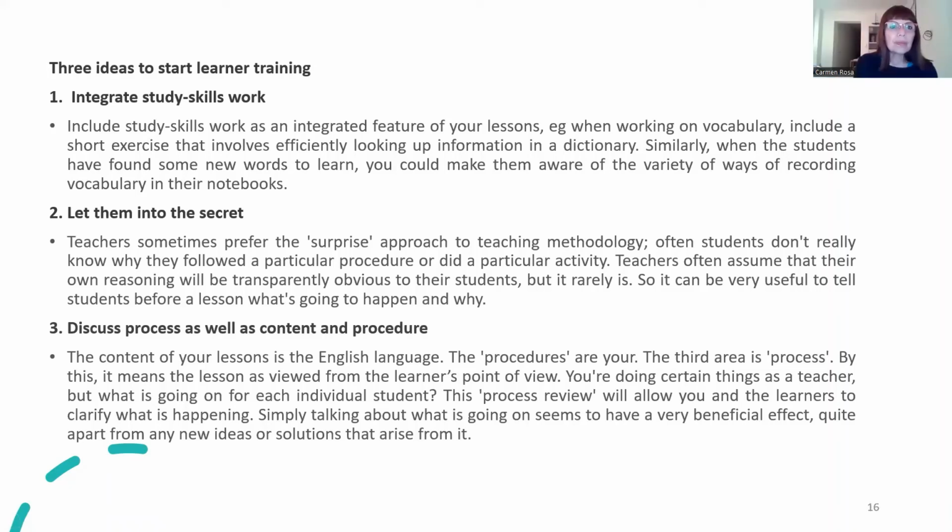The first one is to integrate study skills work. A simple one here is looking up information in a dictionary, researching, finding it themselves, interviewing, asking, answering. So they must be doing this in our classroom. Okay, not just the teacher spoon feeding them, giving them all the information they need.